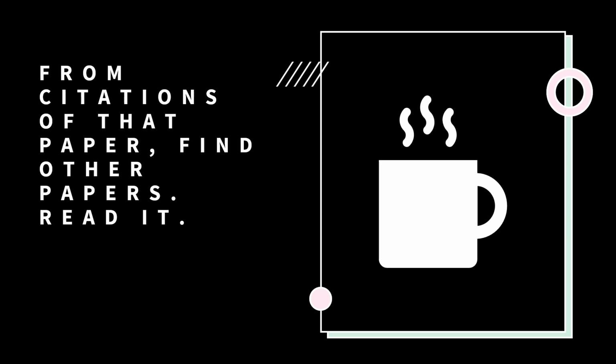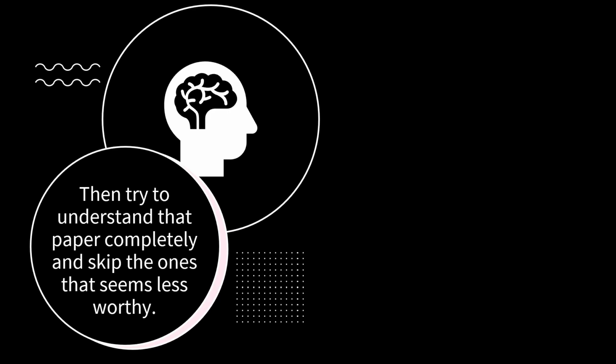Okay, so now once you read through a citation paper, you will also understand that paper. So one more paper is added to your knowledge, and when you go back to the paper that you were reading, that will also help in understanding that. So in this way, you try to understand one whole paper completely, and also you keep on adding papers to your list and understanding them 10%. So yeah, this is the one. Then try to understand that paper completely and skip the ones that seem less worthy.